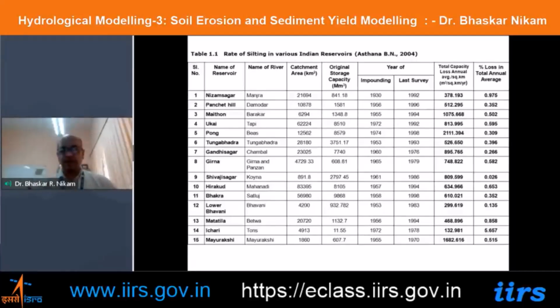Now you can't allow a reservoir to get sedimented at the rate of 5% each year. By the end of 20 years, your entire capacity will be filled with soil only, and there will be no water, no place to store water. So it will have a detrimental effect on hydrology, on ecology, and even on economics, because reservoirs perform many operations.